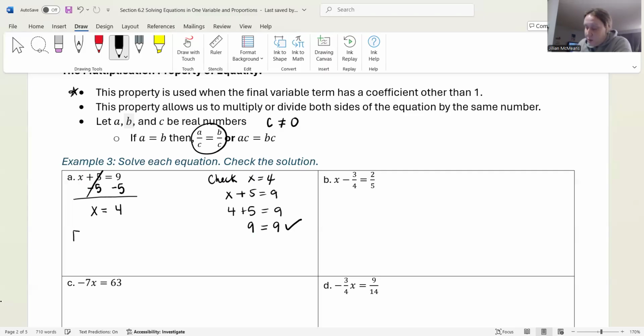Now there's a fancy way to write the answer. Okay, we use something called set notation.